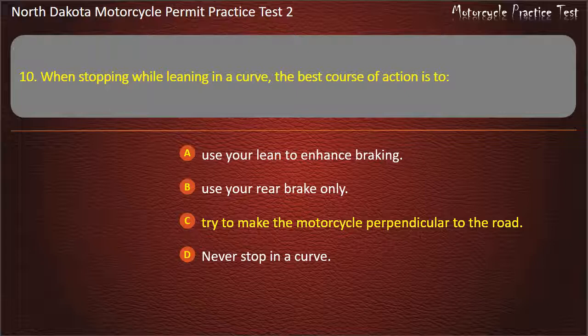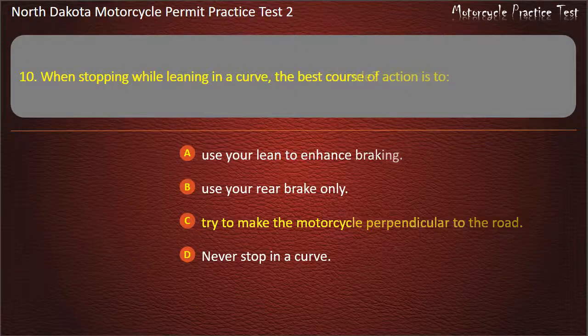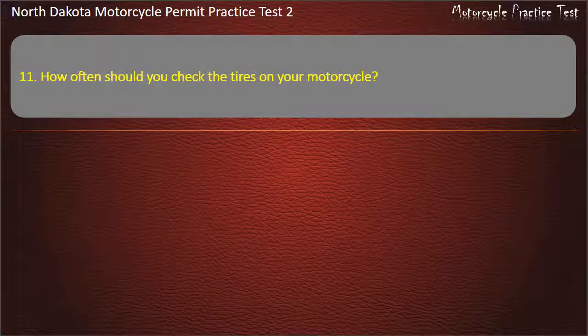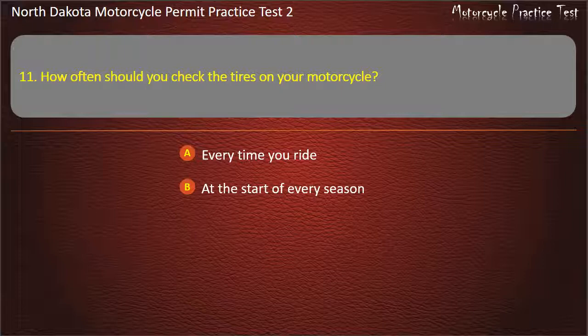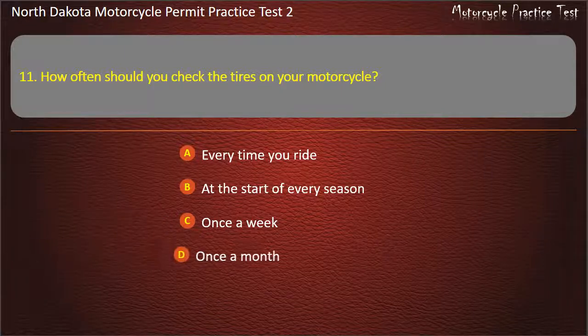Question 11. How often should you check the tires on your motorcycle? Every time you ride. At the start of every season. Once a week. Once a month. Answer: Every time you ride.